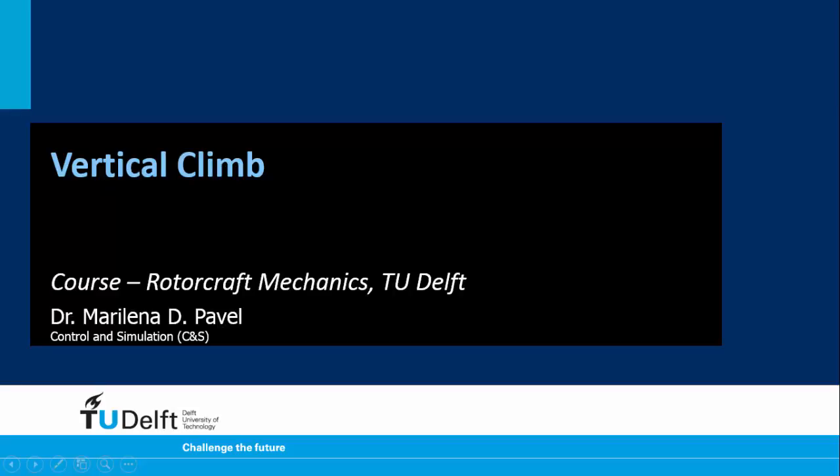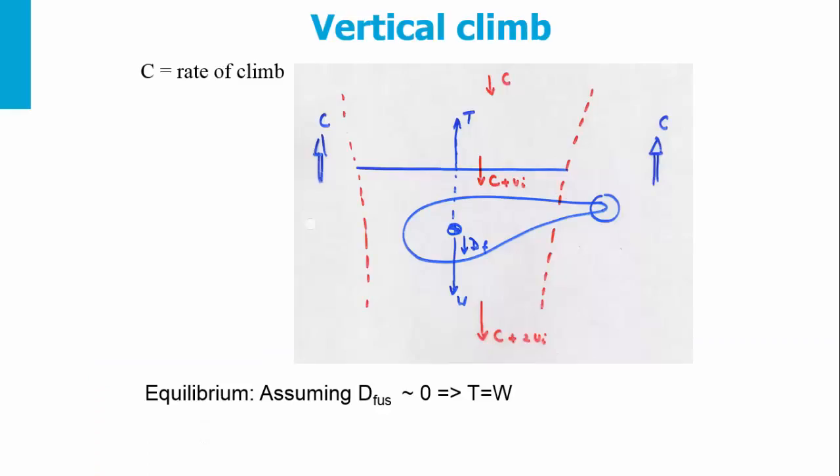Good morning. We will concentrate next on the vertical climb. In a vertical climb, assume that the helicopter is climbing with a rate of climb c. We can demonstrate that the air is accelerated at the level of the rotor with a c plus induced velocity, and that down in the wake, the wake is contracting and the velocity is c plus twice the induced velocity in hover. In an equilibrium, assuming that the drag of the fuselage is almost zero, thrust equals weight.